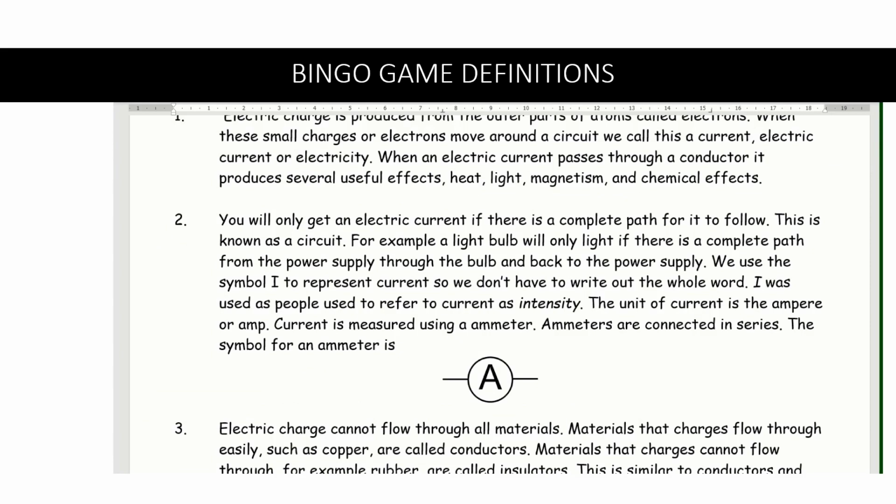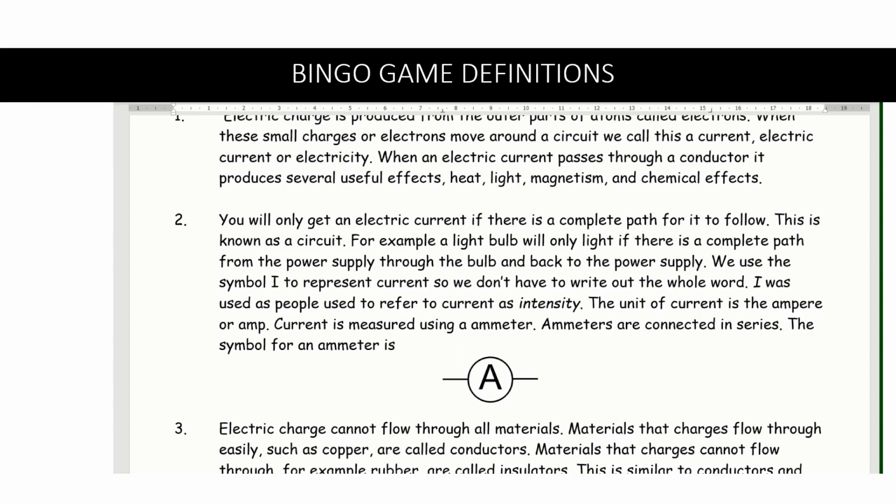For example, a light bulb will only light if there is a complete path from the power supply through the bulb and back to the power supply. We use the symbol I to represent current, so we don't have to write out the whole word. You probably think that we'd use C for current. I was used as people used to refer to current as intensity. So that starts with I. The unit of current is the ampere or amp, and current is measured using an ammeter.